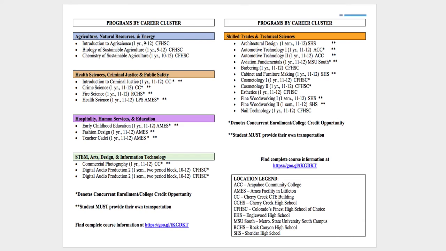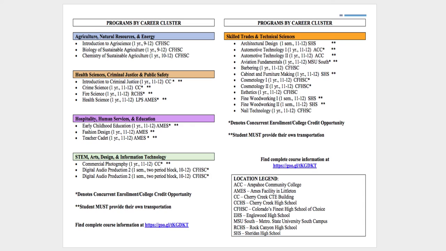So architecture is one, along with automotive technology, which is always a very popular one, over at Arapahoe Community College. Get started on your ASC certification. Aviation, barbering and cosmetology and aesthetics is another hugely popular program over at Colorado's Finest, along with nail technology. All of these programs that are listed right here require an additional application.